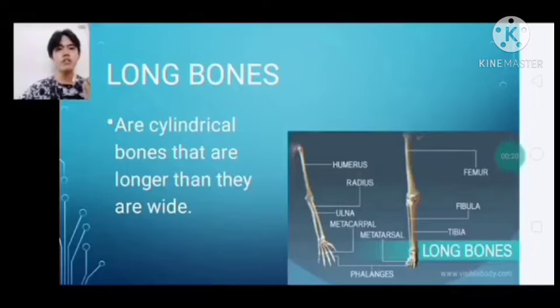Long bones. Long bones are cylindrical bones that are longer than they are wide. They are the most common type of bone in the human skeleton. They can vary in length, but they are characterized by being longer than they are wide. These bones have a shaft made primarily of compact bone and 2 bulky ends which often contain spongy bone. Examples of long bones are the humerus, radius, ulna, metacarpals, metatarsals, phalanges, fibula, tibia, and femur.